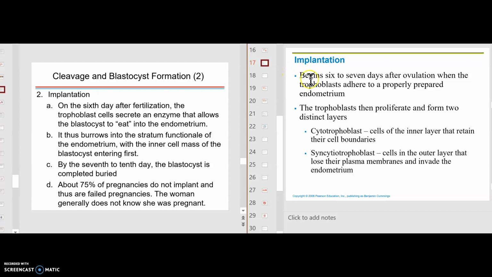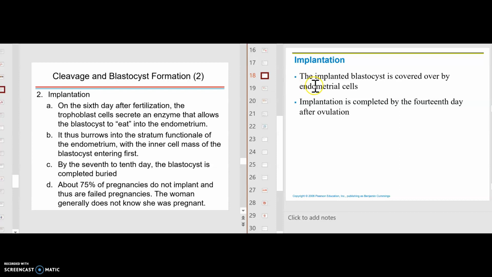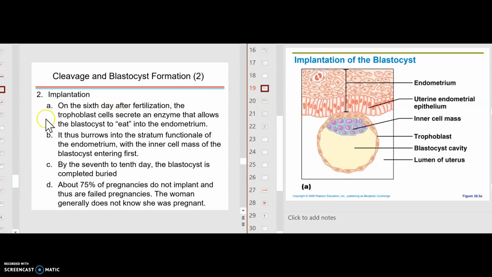Again, here we are, beginning 6 to 7 days after ovulation with the trophoblast adhered to properly prepared endometrium. The trophoblasts then proliferate, doing mitosis, and form 2 distinct layers. One layer is called the cytotrophoblast, which is totally cellular, and the other is the syncytiotrophoblast, which is a bunch of cells that are fused together. The implanted blastocyst is covered over by the endometrial cells, and once that happens, about the 14th day, implantation has completed itself.